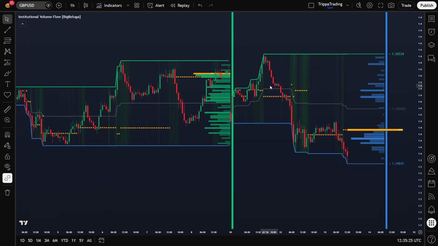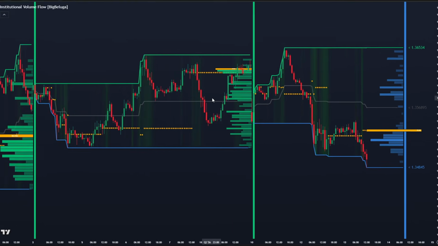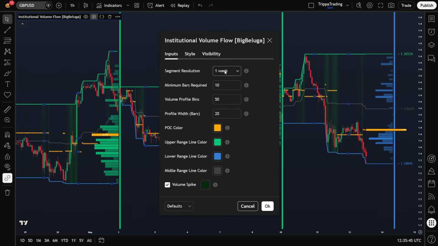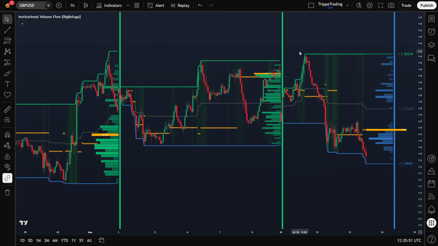This indicator is very interesting because it is not a normal volume profile. A normal volume profile usually takes one fixed look-back range and builds the profile inside that area. This one does something smarter. It builds the profile based on a selected higher time frame segment. That means instead of treating all recent price action as one block, it breaks the chart into meaningful periods and gives you a separate volume structure for each one. At first, it may look a little confusing, but once you understand the logic, it becomes very useful.